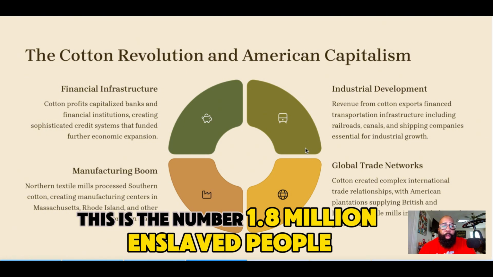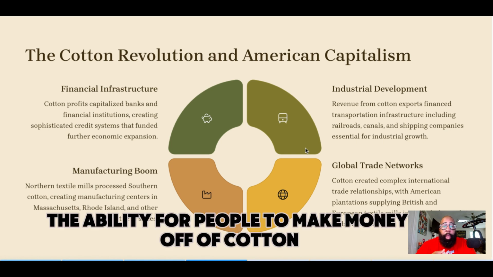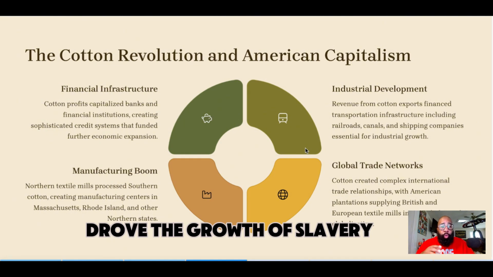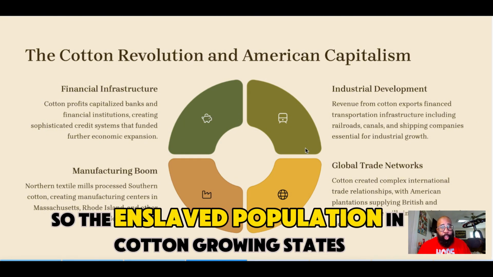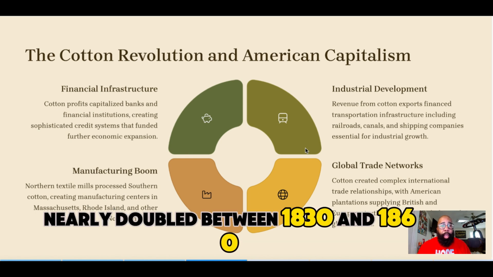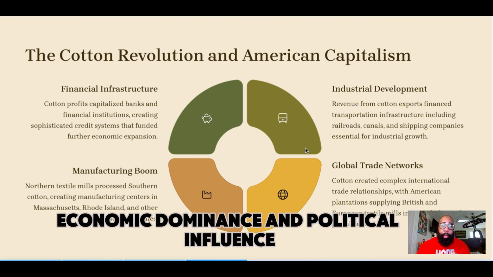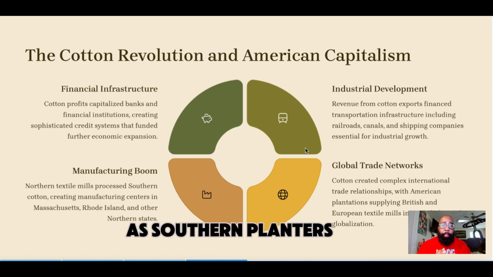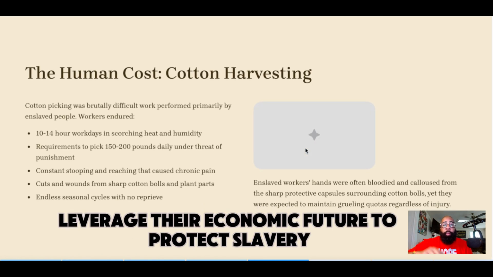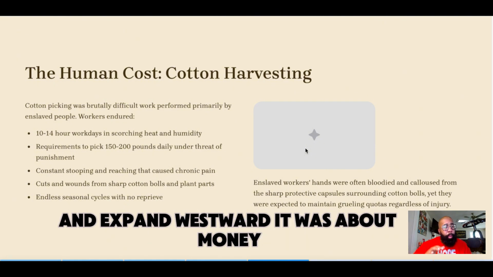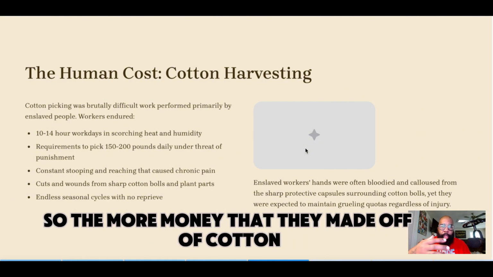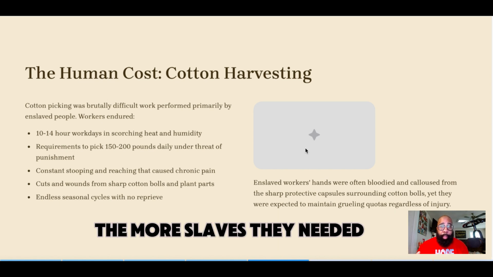This is a number: 1.8 million enslaved people. Cotton's profitability, the ability for people to make money off of cotton, drove the growth of slavery. So the enslaved population in cotton growing states nearly doubled between 1830 and 1860. Cotton became known as King Cotton for its economic dominance and political influence as Southern planters leveraged their economic future to protect slavery and expand westward. It was about money. So the more money that they made off of cotton, the more slaves they needed.